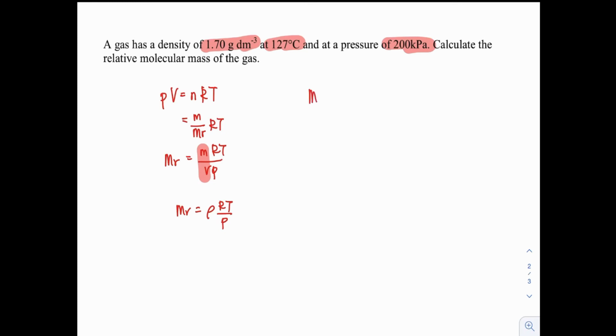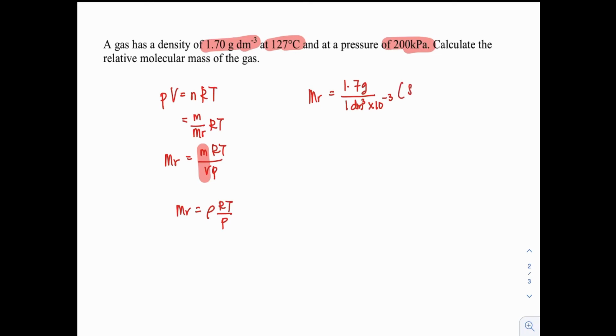In order to find MR, the density is 1.7 gram per dm cubed. However, the dm cubed is not in a standard unit, so we have to change it. 1.7 gram over 1 dm cubed. From my previous class, I've told you that 1 dm cubed have to change it to meter cube by multiplying 10 to the power of -3 to meter cube. So this is how we change the unit for density.